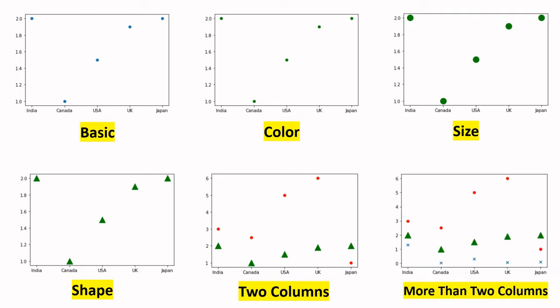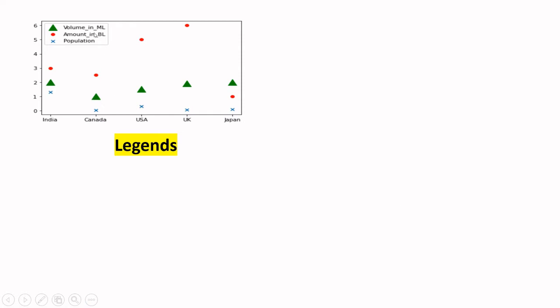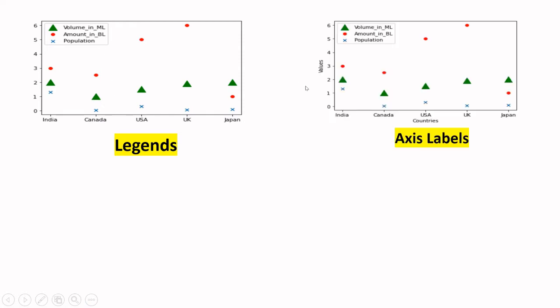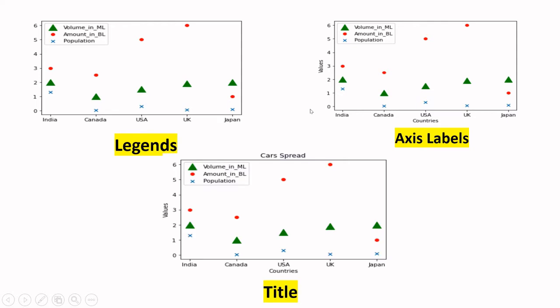And here we can see how to use more than two columns, I mean the value which have been plotted over here, not about this one. All right, then we will see how to add the legends. Then we will learn how to add the axis. Like you can see here, the x-axis and the y-axis name has been added. Then at the end we will learn how to add the chart titles.